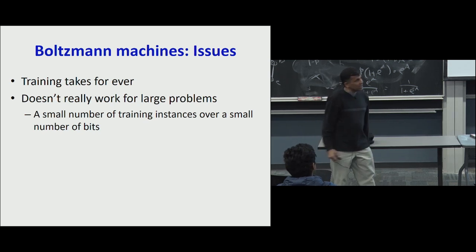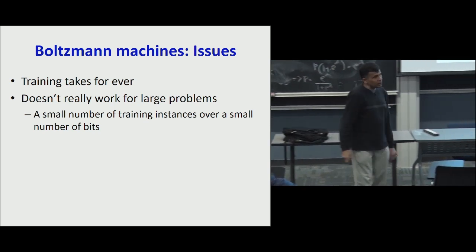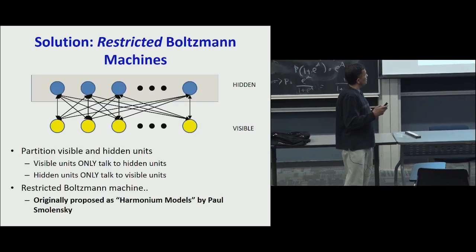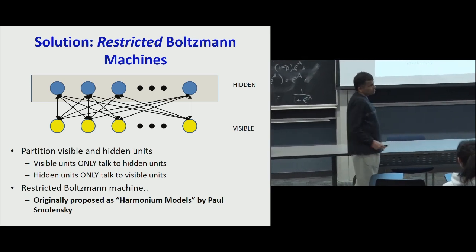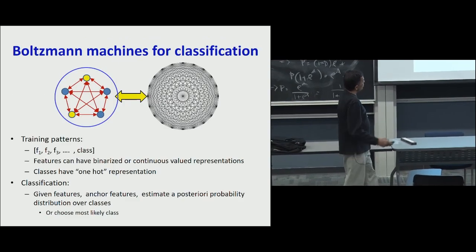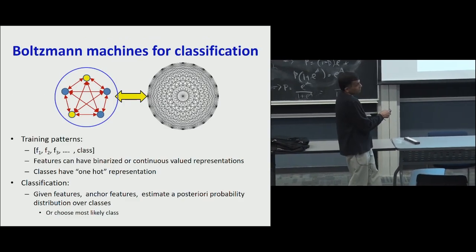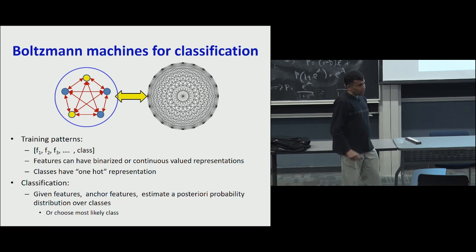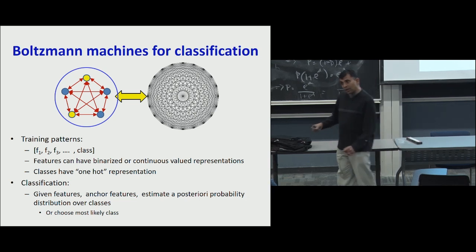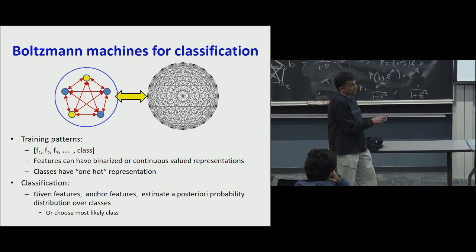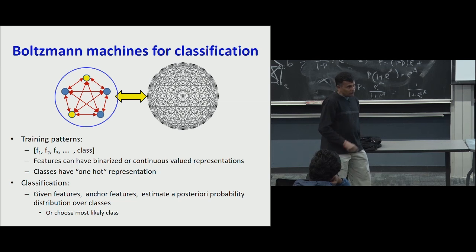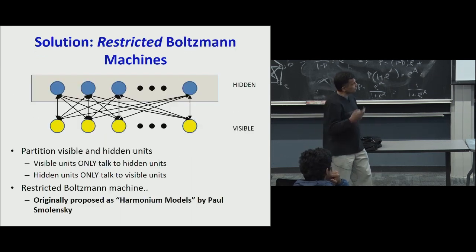The problem is training takes forever, right? It doesn't really work for very large problems. So how can you fix that? There's a very simple solution called restricted Boltzmann machines. Now in the regular Boltzmann machine, amongst the visible units, every neuron is connected to every other neuron. Amongst the hidden units, every neuron is connected to every other neuron, and every visible neuron is connected to every hidden neuron, and vice versa, right? The thing is fully connected.